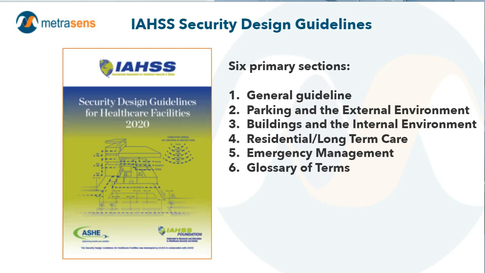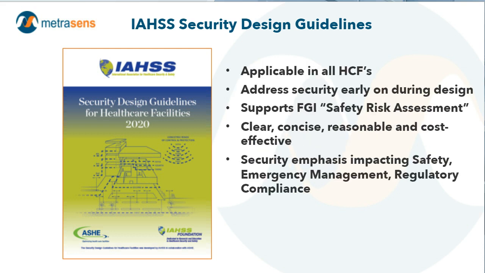The design guidelines have 6 primary sections, including the general guideline, which sets the tone for all other guidelines. It sets the basis and relates very specifically to each subsequent guideline. The second area includes parking and the external environment. The third area is buildings and the internal environment, then residential long-term care, a totally new guideline, emergency management, and a rather expanded glossary of terms. Their applicability is for all healthcare facilities. They address security early on in the design.